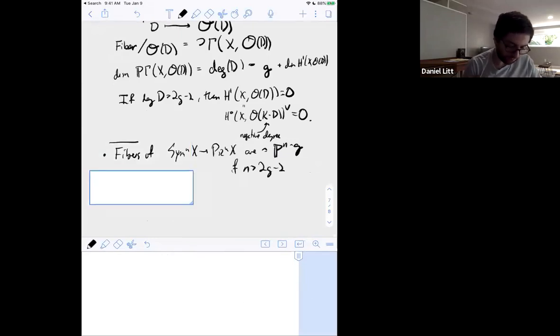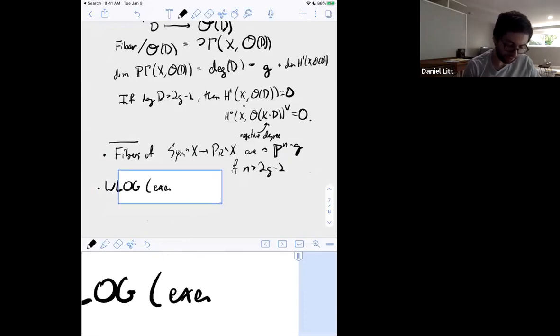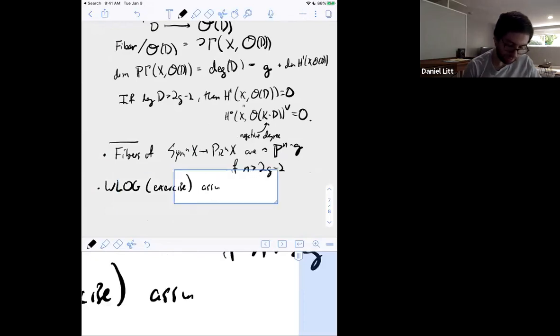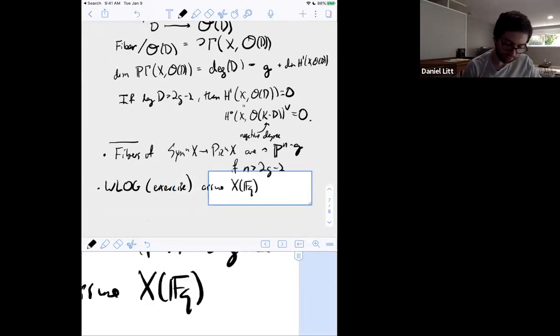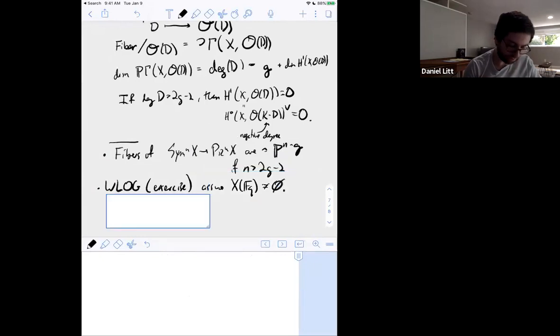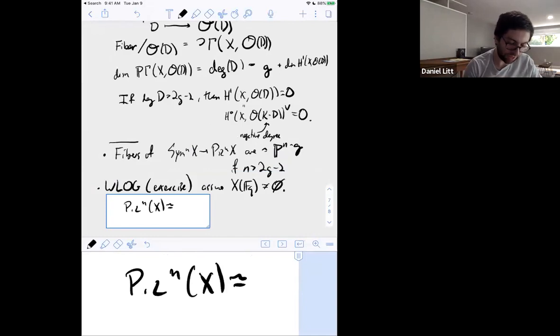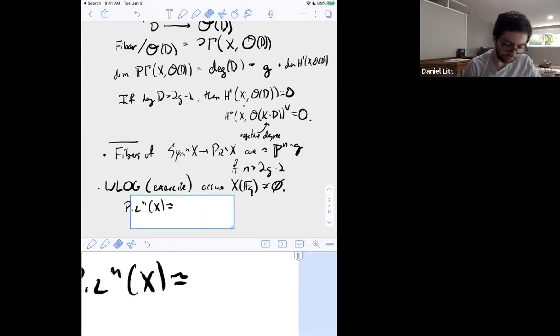And then step 2, I'm going to make a reduction. And you should, as an exercise, see why you can make this reduction. I'm going to assume X of FQ is non-empty. So that implies that Pic N is isomorphic as a set, so the set of degree N line bundles, for all N.